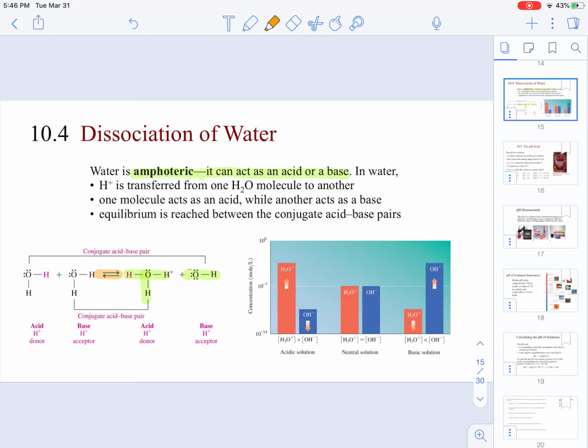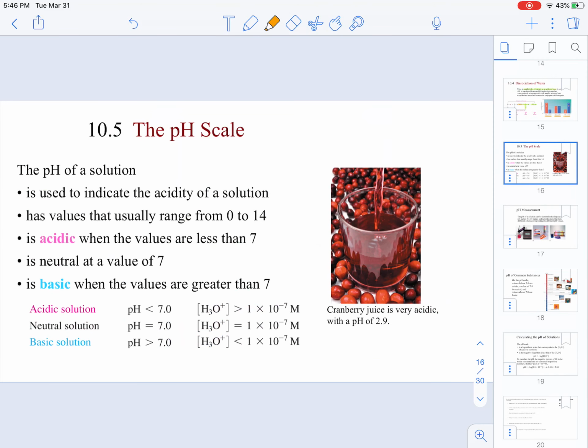So understand that the presence of hydronium ions and hydroxide ions is going to tell if a particular solution is neutral, basic, or acidic. So all of the concepts that we are going to now explain came from the observation of the dissociation of water, but we are going to now focus more on the definition of what makes something have a pH. So in section 10.5, we are going to define what the pH scale is.